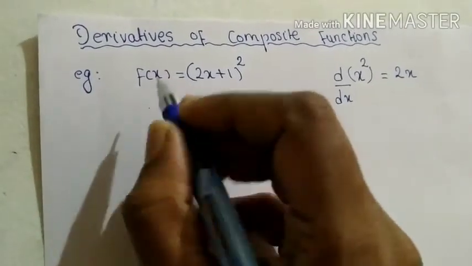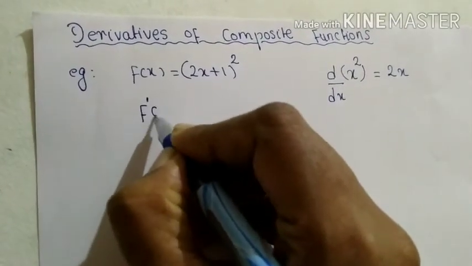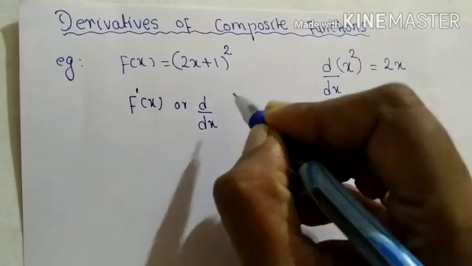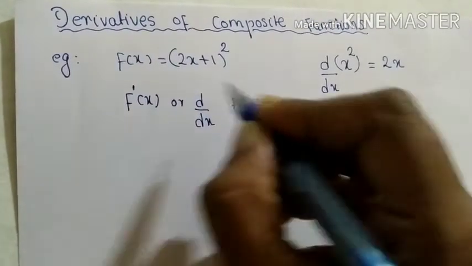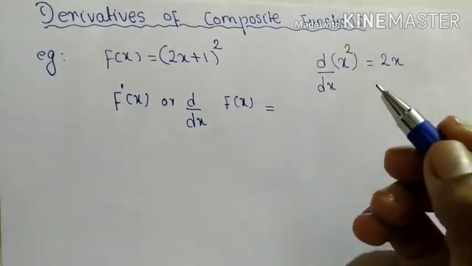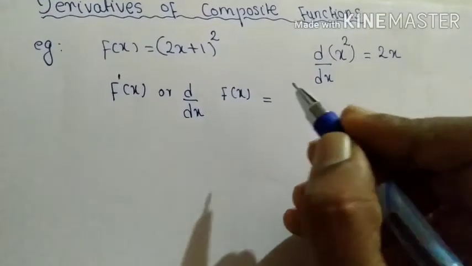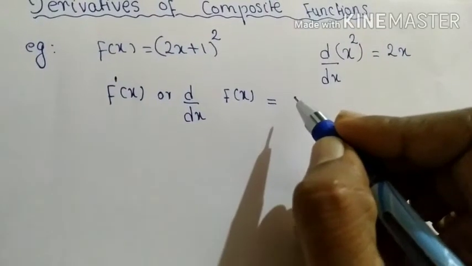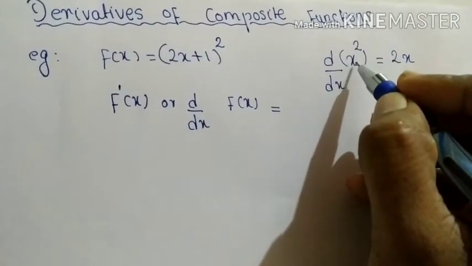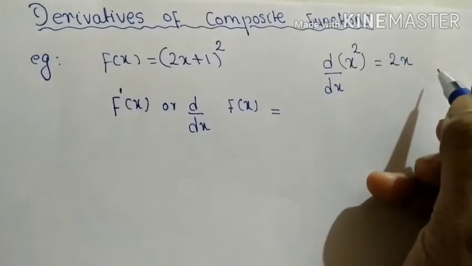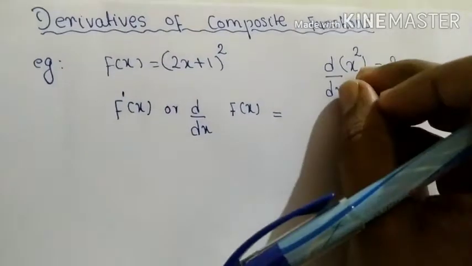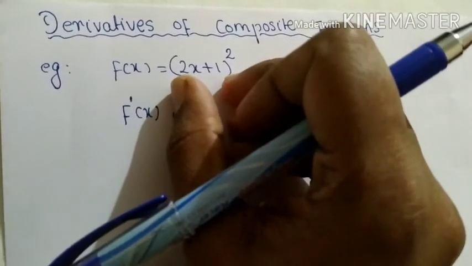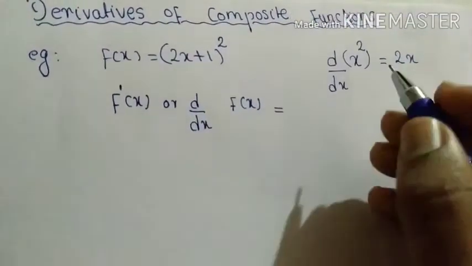The derivative of f of x can be represented by f dash of x or d by dx of f of x. And we know that the derivative of x square is equal to 2x. But here it is not x square, it is 2x plus 1 all square.